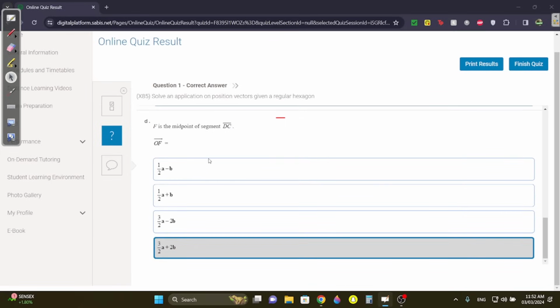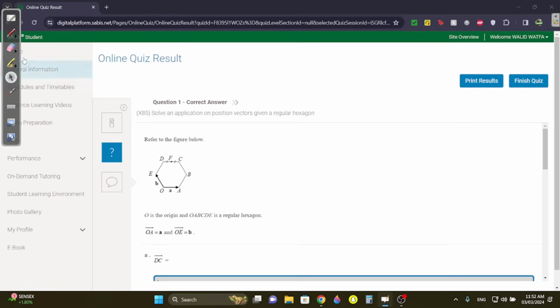F is the midpoint of segment DC. What is OF? OF, okay. This is OF over here. How do you get from O to F? Let's take the alternative path. You go from O to E, E to D, and then D to F.